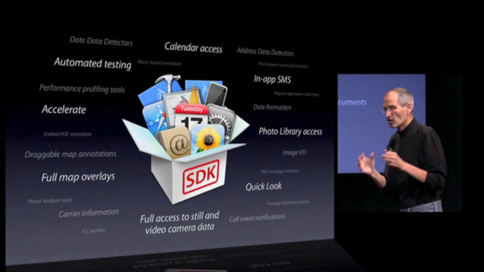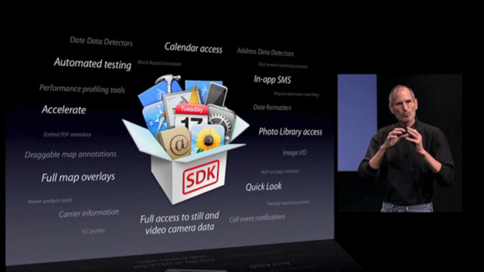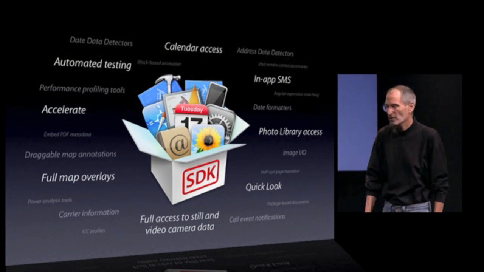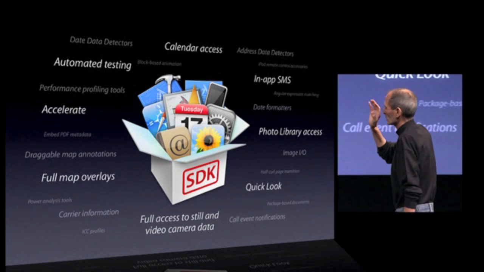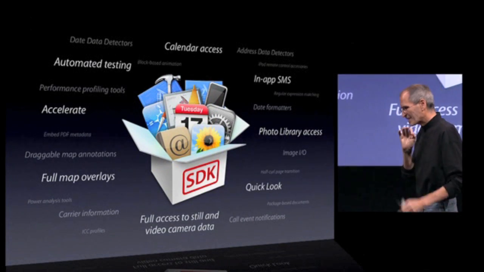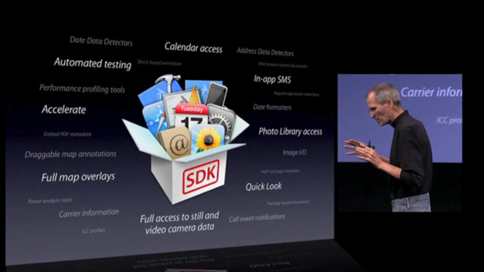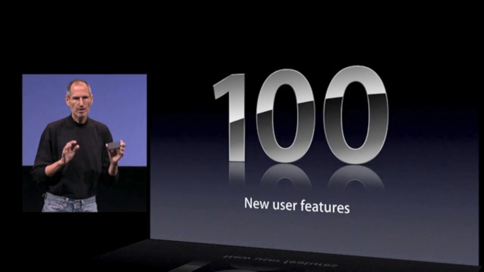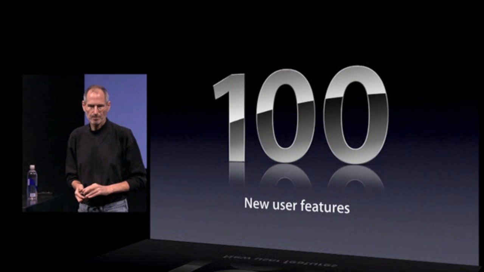We are releasing our automated testing tools, the same tools we use to test our apps, to our developers. And we're releasing a framework called Accelerate, which, actually, we don't count these APIs in the 1,500, over 2,000 APIs for hardware-accelerated math functions. In addition, there's over 100 new user features.